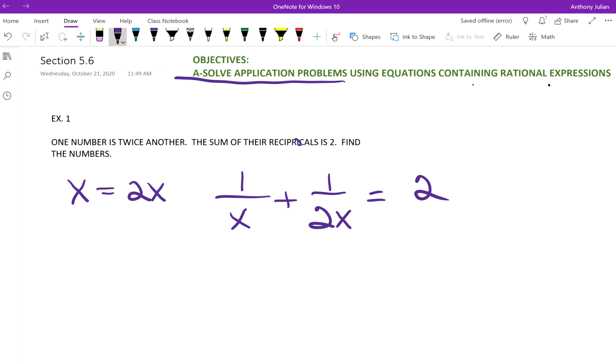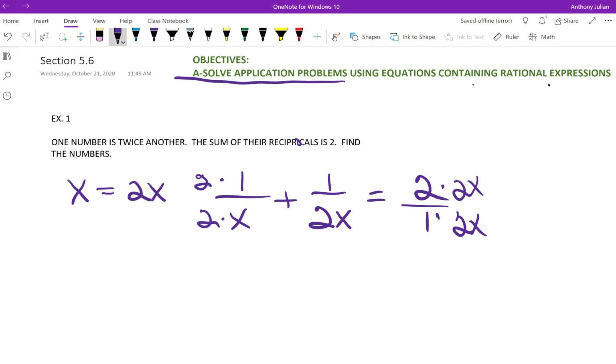So let's make our denominators the same. I'm going to multiply the first fraction by 2 over 2. The second fraction I'll leave alone because it's already 2x. And then multiply this 1 times 2, and that'll be top and bottom as well. Okay, our denominators are the same.